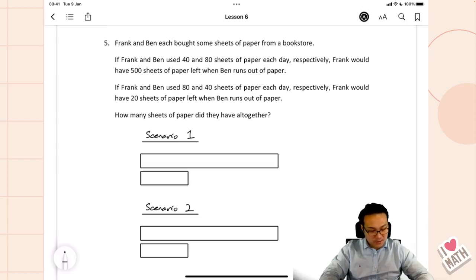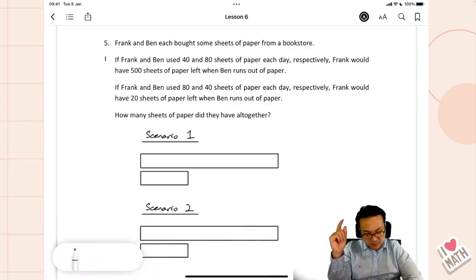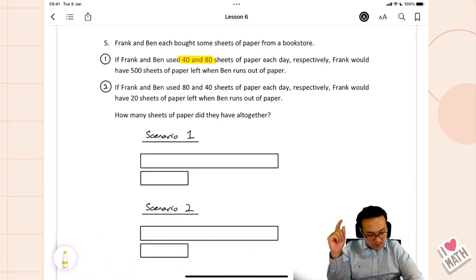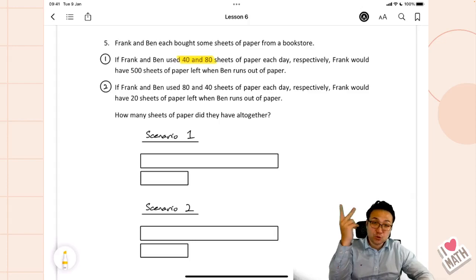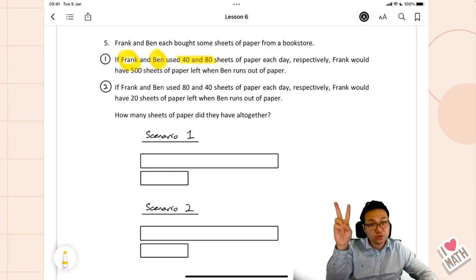Frank and Ben bought some sheets of paper. Let's read the first scenario. This is scenario number 1. This is scenario number 2, okay? Look at scenario number 1. 40 and 80. So who is using more? Frank is only using 40. Ben is using 2 times more. So what should I say? I should say that Frank is going to use 1 unit. Ben is using 2 units.